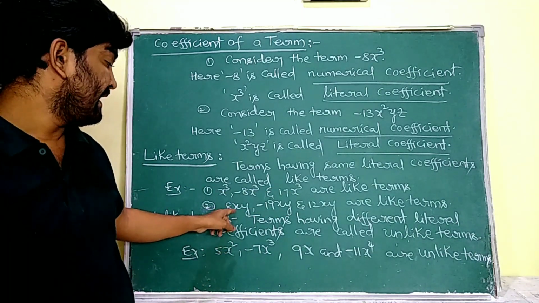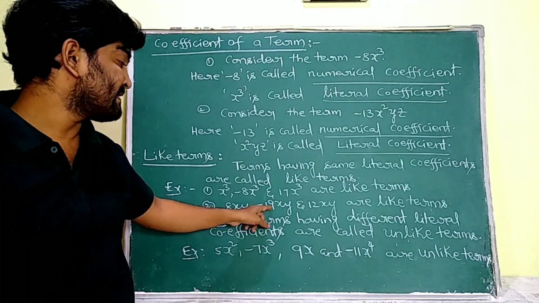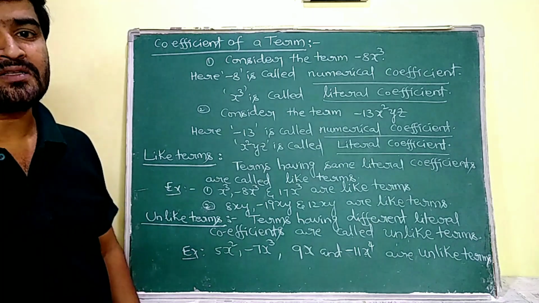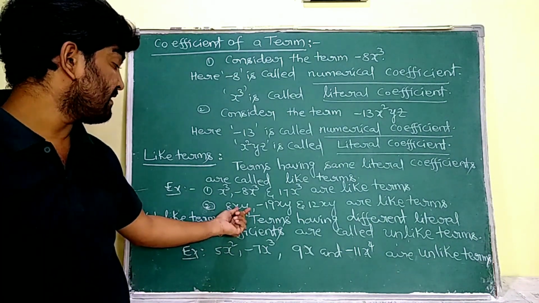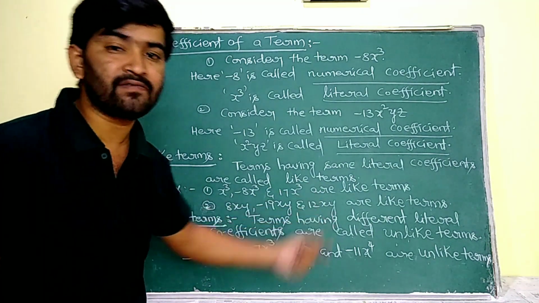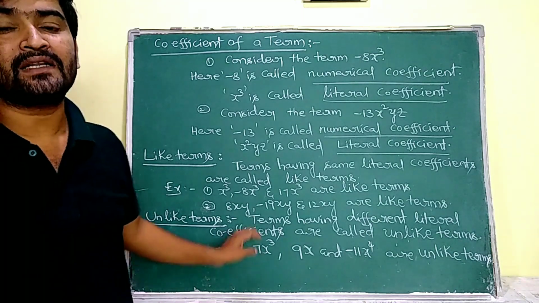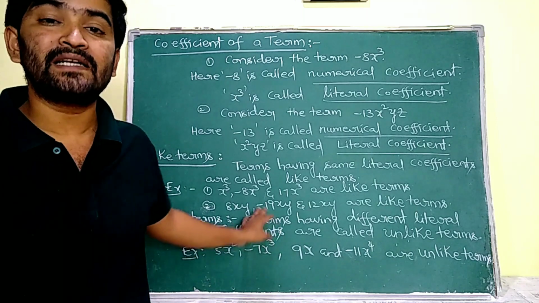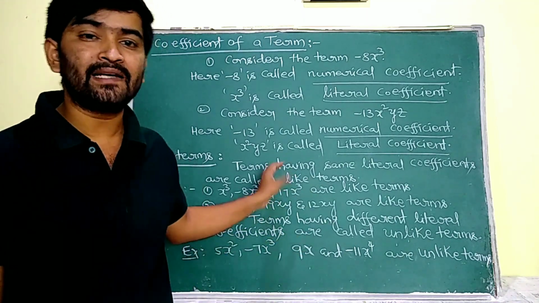Again see, 8 into xy, minus 19 into xy and 12 into xy. Here also the literal coefficients are xy, xy, xy for the three terms. So the literal coefficients are the same for all the given three terms. So these three terms are known as like terms.